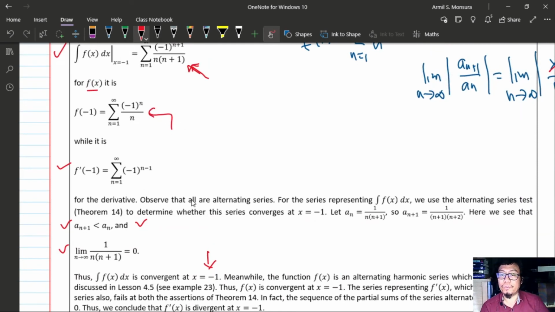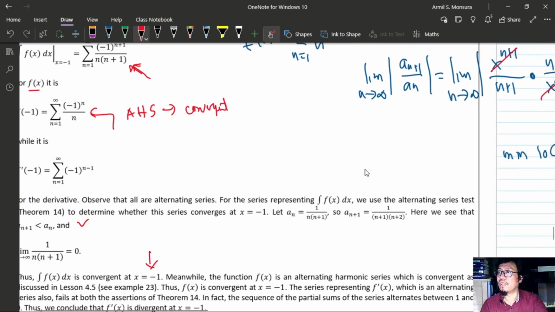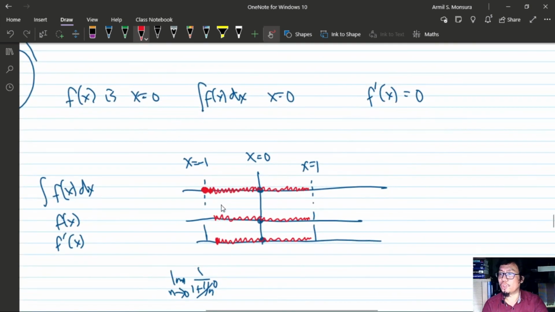This is for your f of x. At x equals -1, your series becomes this, and this is an alternating harmonic series. So therefore, this is convergent. So your f of x is convergent at x equals -1.